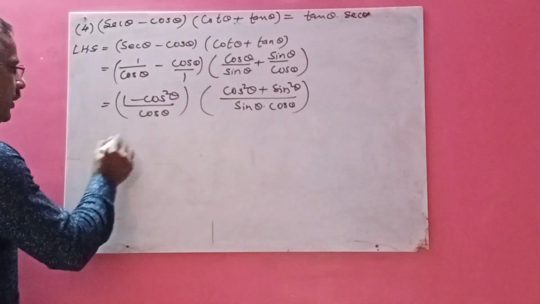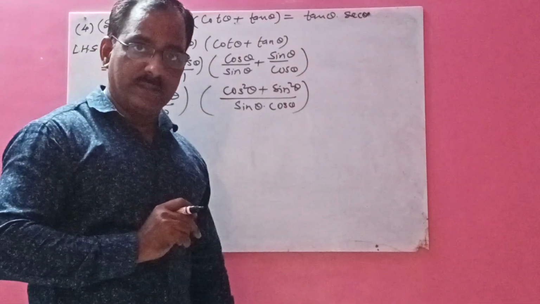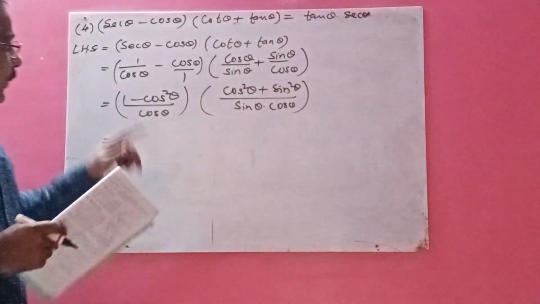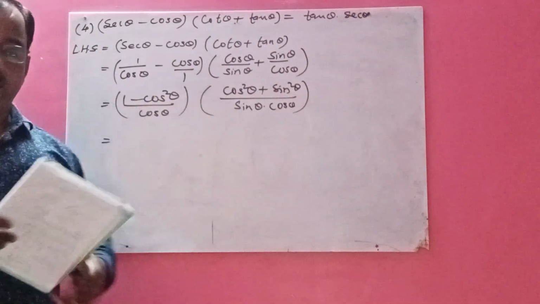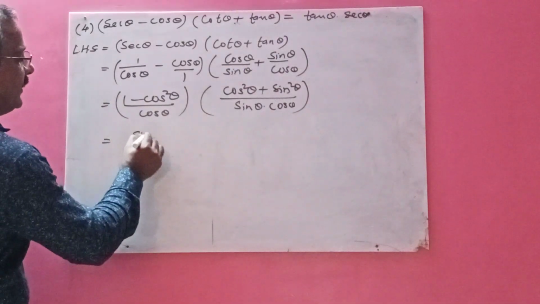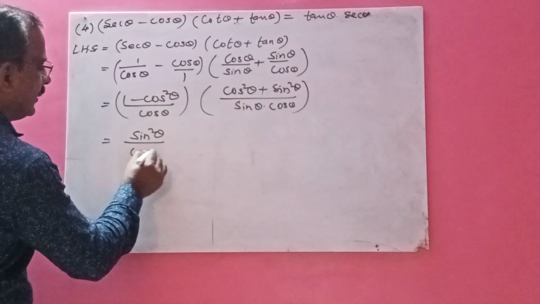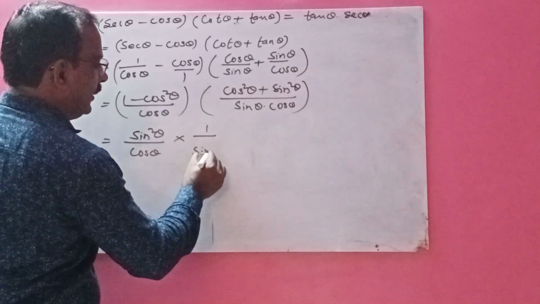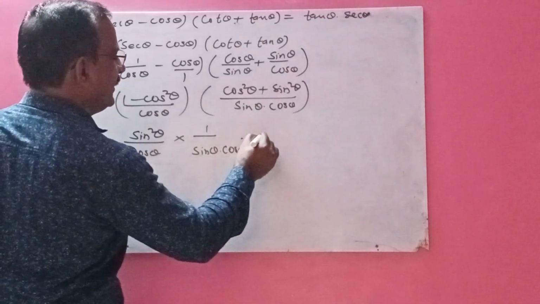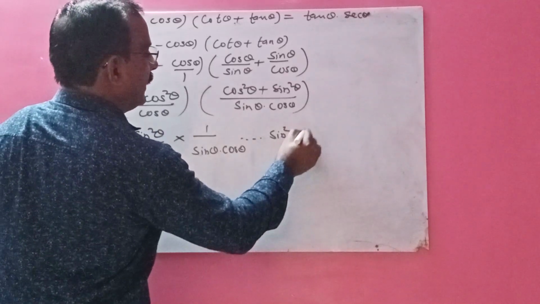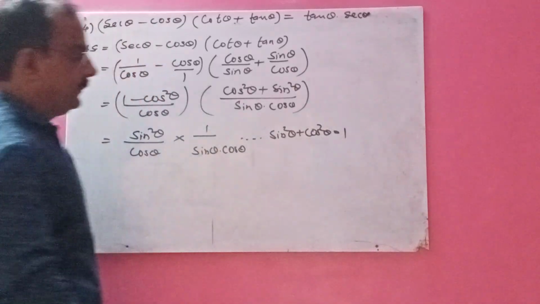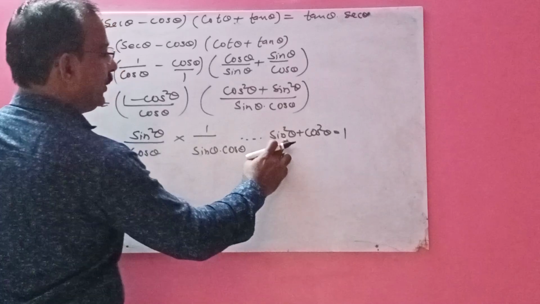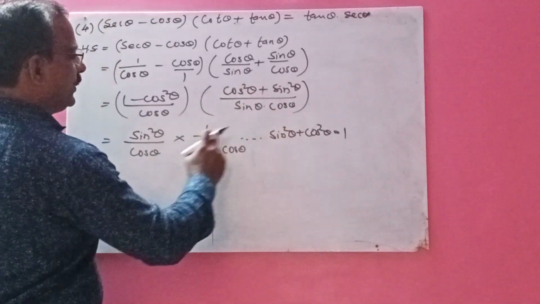Now children, you know the formula for this, and I told in my first lecture that sin square theta plus cos square theta equal to 1. From here you can get two more formulas. 1 minus cos square theta is equal to what? Sin square theta. So write down here sin square theta. This is equal to sin square theta upon cos theta, into 1 upon sin theta into cos theta. Write here the reason: sin square theta plus cos square theta is equal to 1. If we take cos square to the other side, 1 minus cos square equal to sin square. See, I have written here, and this is equal to 1.